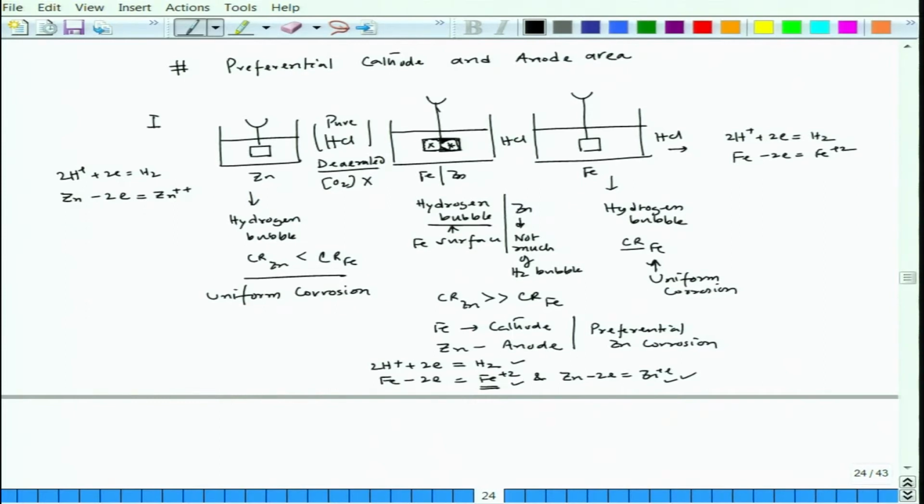Now, here you could see that though they are individually dipped in HCl, both are acting as anodic, it is a very highly corrosive situation, and both the metals would dissolve at a very high rate, but once we join together and expose to HCl, iron dissolves less, zinc dissolves more. So, that is a typical example of galvanic corrosion.